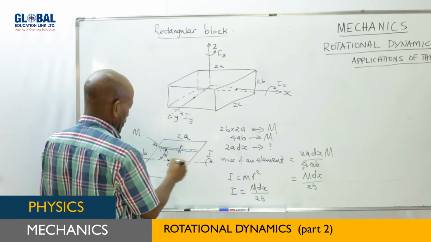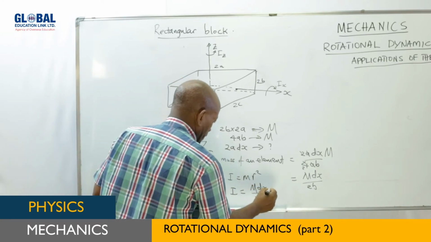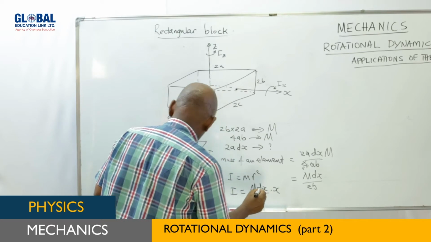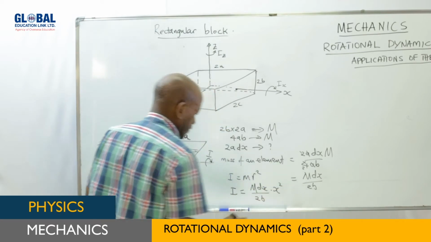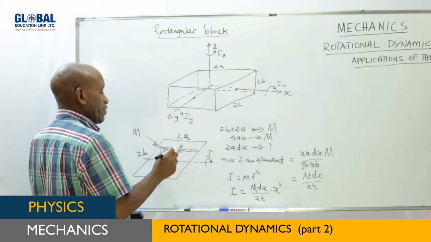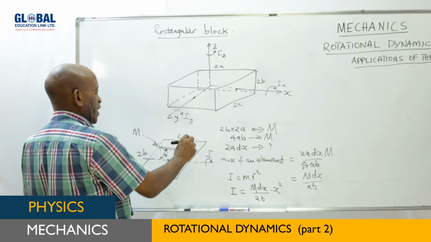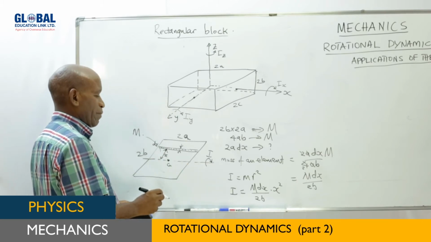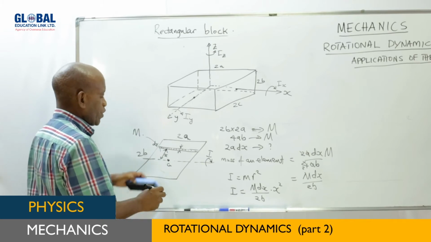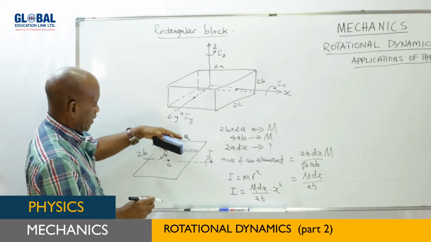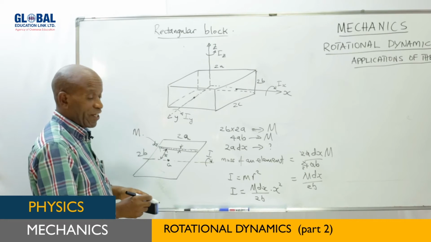The distance from that particular axis is x, so we multiply times x. Now the distance squared will be equal to x squared. So this is the moment of inertia for such a single element. But we have several of them, so to determine the moment of inertia from this axis to that end, you need to do an integration.